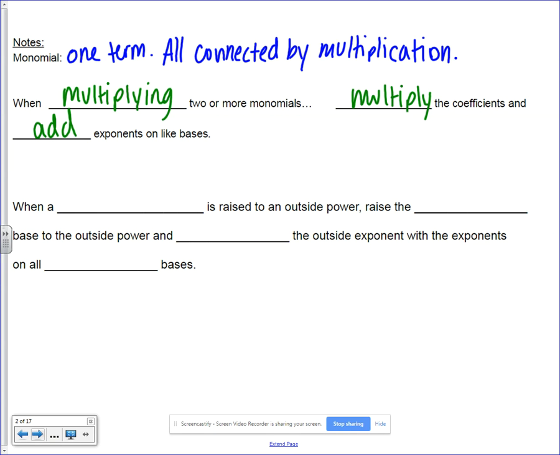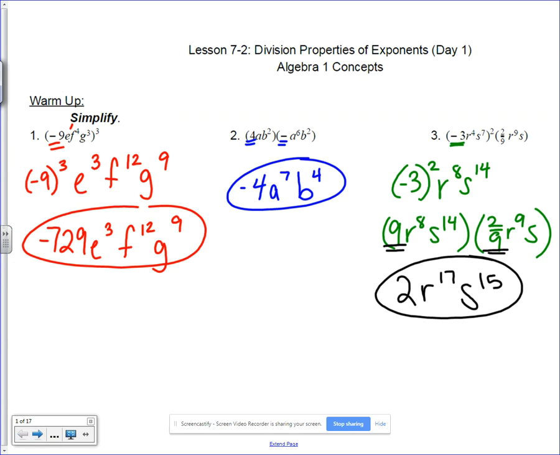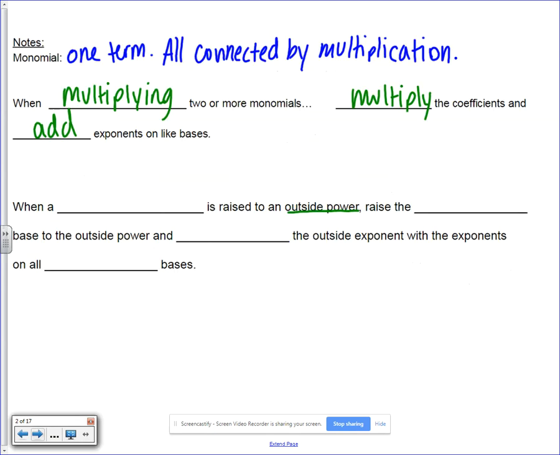Next, we had the outside power problems. What did we call those things inside, like in here? Those are monomials in there. It's all right. These are when a monomial, one term, is raised to an outside power. Okay, remind me, what part of that monomial do we raise up?